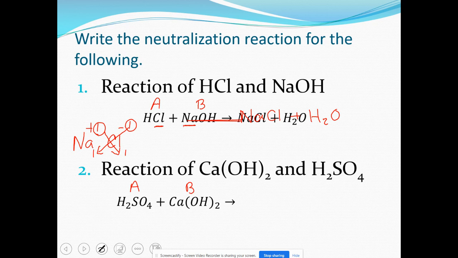Okay, so let's go ahead and write our formula for our salt. So we're going to take the first part of the base, which is the calcium, and then the second part of the acid, which is everything after the H, so SO4. Calcium is +2, sulfate is -2. Crisscrossing over, we get a 2-to-2 ratio that can reduce down to 1-to-1. So my products for this reaction are going to be calcium sulfate and water.